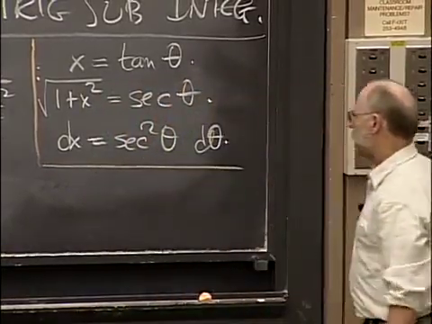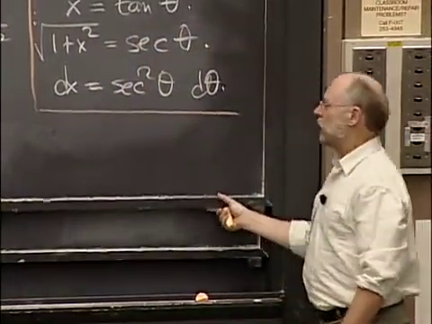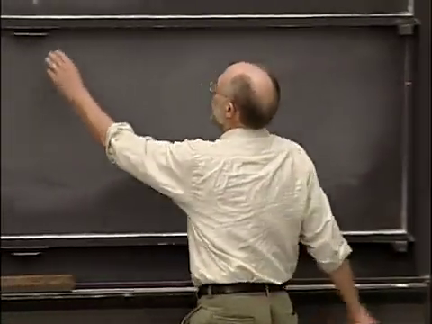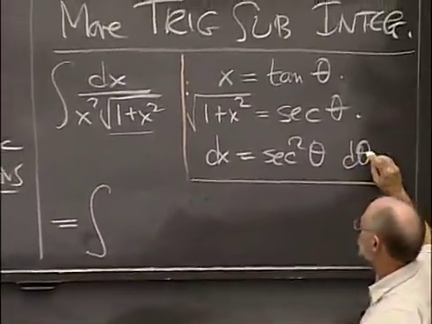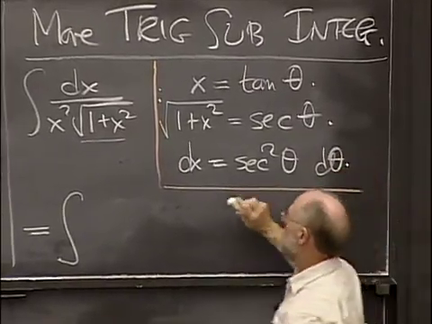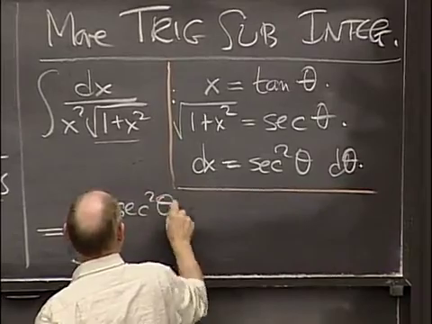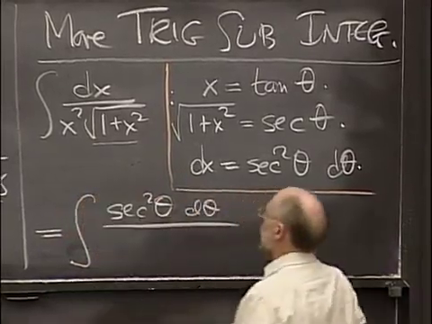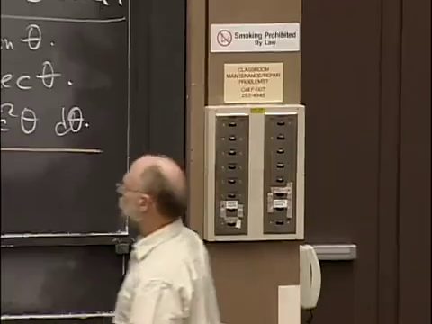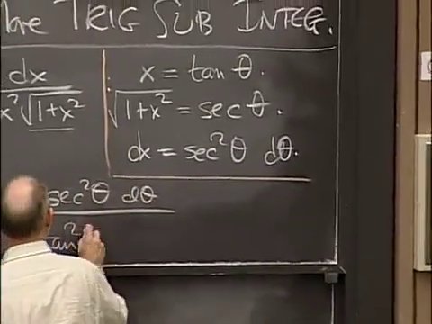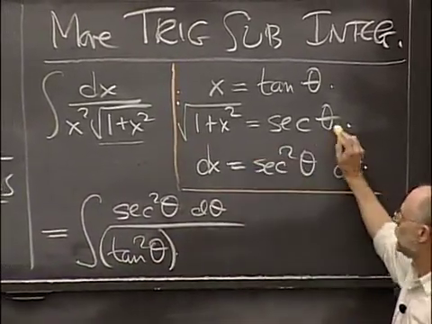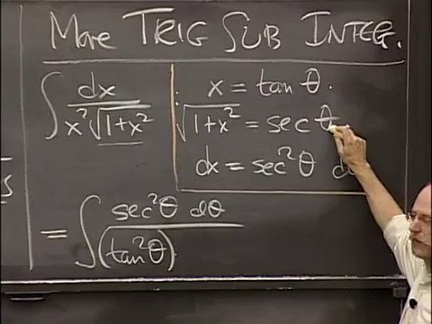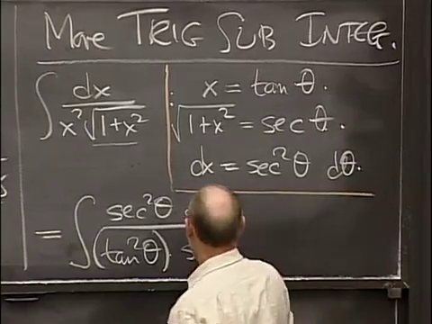So dx d theta is secant squared theta. So dx is secant squared theta times d theta. So let's just substitute all that stuff in and rewrite the entire integral in terms of our new variable theta. So dx is in the numerator. That's secant squared theta d theta. And then the denominator has an x squared. That's tangent squared theta. And then there's this square root, and we know what that is in terms of theta. It's secant of theta.